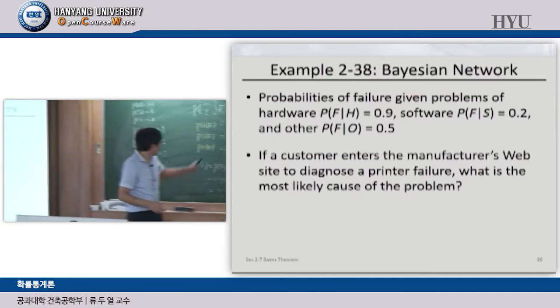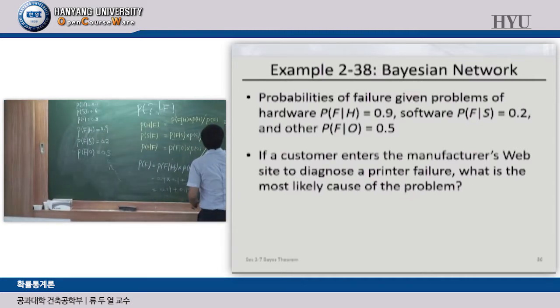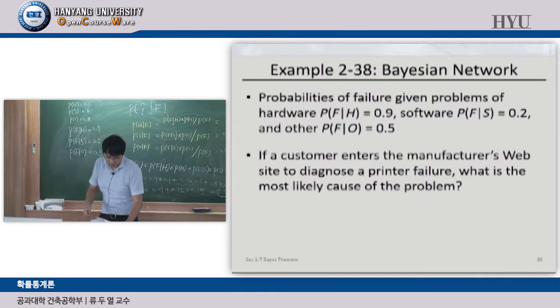So we are going to calculate the first example, that is 0.9 multiplied by 0.1 divided by 0.36. That is the hardware case. Then 0.2 multiplied by 0.6 divided by 0.36, and that equals the software case. And 0.5 multiplied by 0.3 divided by 0.36. And we do this for each case.